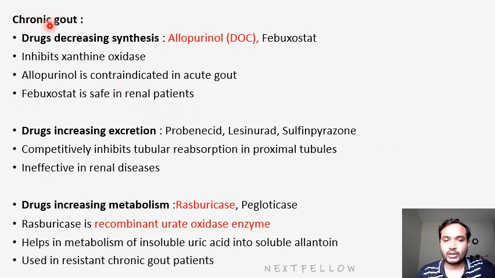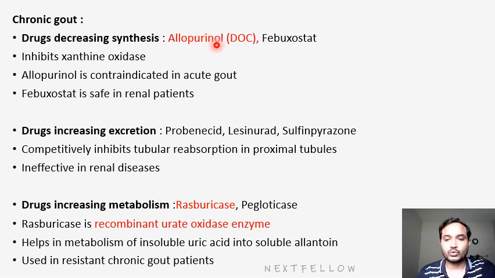Chronic gout will have three groups of drugs. That is, drugs decreasing synthesis of uric acid, drugs increasing excretion of uric acid, and drugs increasing metabolism of uric acid. First, we will see drugs decreasing synthesis of uric acid. In this, we have two drugs, that is, allopurinol and febuxostat. Among these two, the drug of choice will be allopurinol.